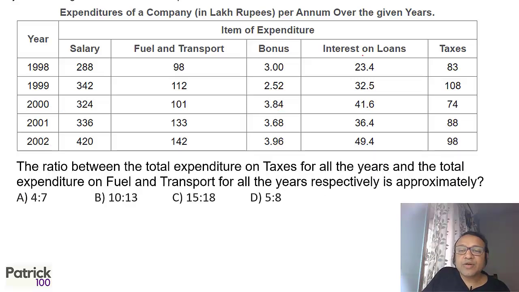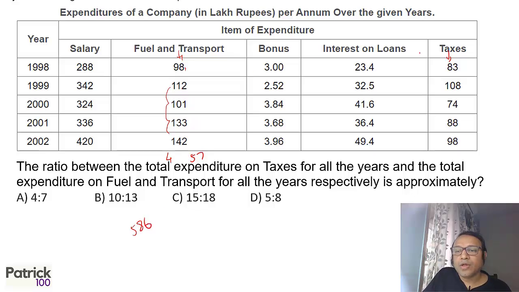Ratio of total expenditure on taxes on all and fuel and transport. So options are a little close, so I'll take all the digits and calculate here. So again, if I calculate, the hundreds digit is 400. Tens digit is 9 plus 1, 10. 14, 15, 17, 1 carry forward to 57. And units place is 8 to 10, 16. So you can get 586.